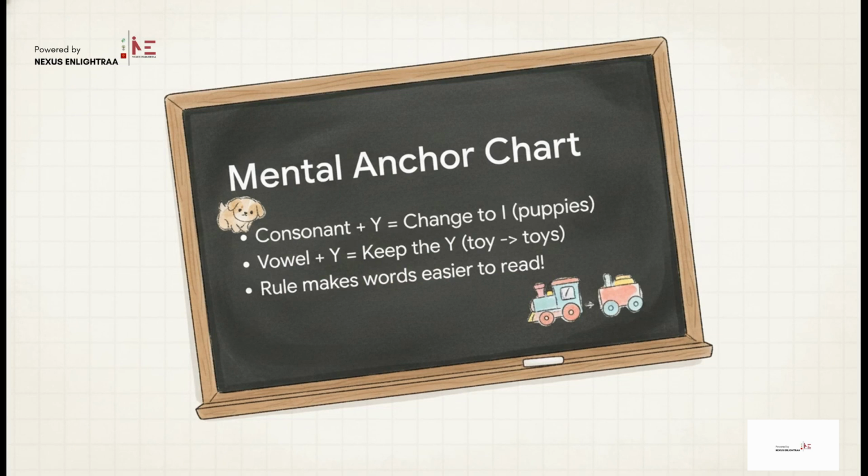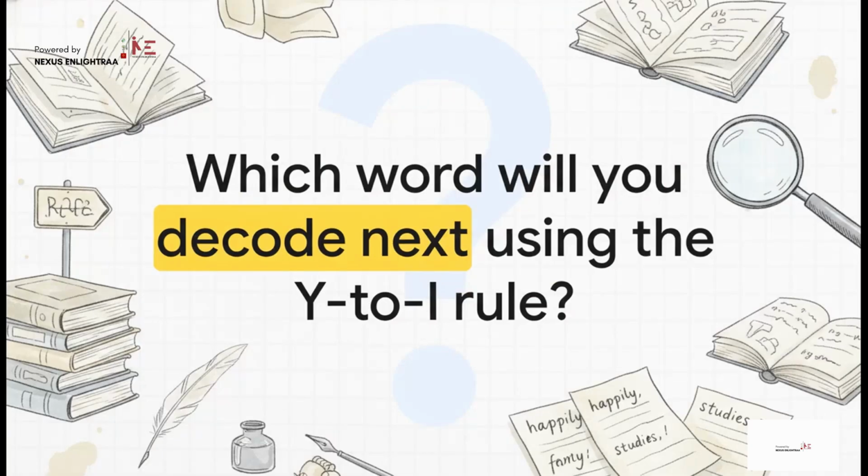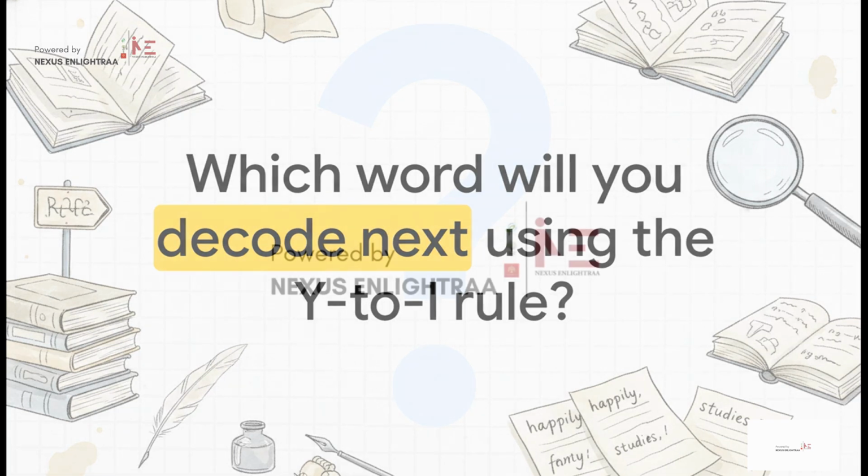Let's officially lock in your mental anchor chart. Two big takeaways here. Consonant plus Y means you change it to I, like puppy to puppies. Vowel plus Y means you keep the Y, like toy to toys. And always remember, this rule is totally designed to make words smoother and easier to read. Now that you've mastered this phonetic code, here's my challenge to you. Which word are you going to decode next using the Y to I rule? Keep your eyes peeled for these transformed words out in the wild, whether that's in books, on signs, or in your own writing. Thanks so much for joining me on this explainer, and happy reading!